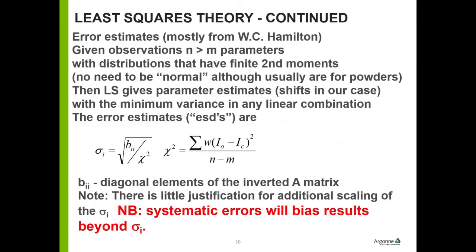Okay, a bit more on least squares. The error estimates are given by this sort of formalism, which means that the inverse matrix diagonal terms divided by the minimization function, chi-squared, gives you an estimate. You take the square root. Gives you an estimate of the error in that shift, whatever that parameter was.